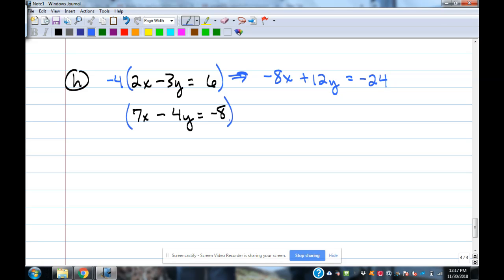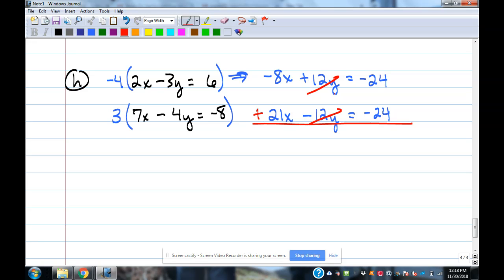So now I need an opposite for that positive 12. 4 times 3 is 12, so I'm going to multiply this whole equation by 3. So that's going to be 21x minus 12y equals negative 24. Then I'm going to add them together. The y's are going to do what? Cancel out. That's what we made happen. We're eliminating that one, and that works out great.